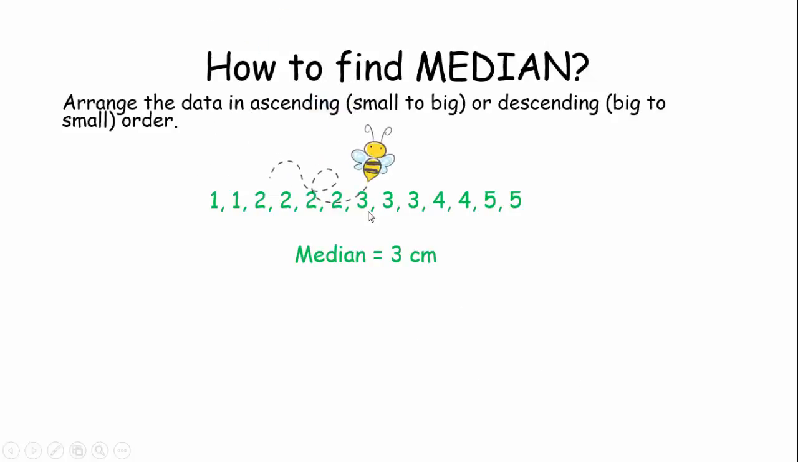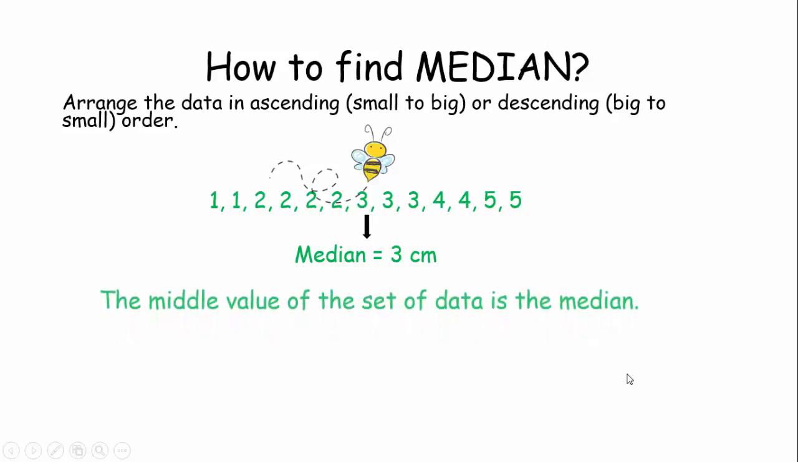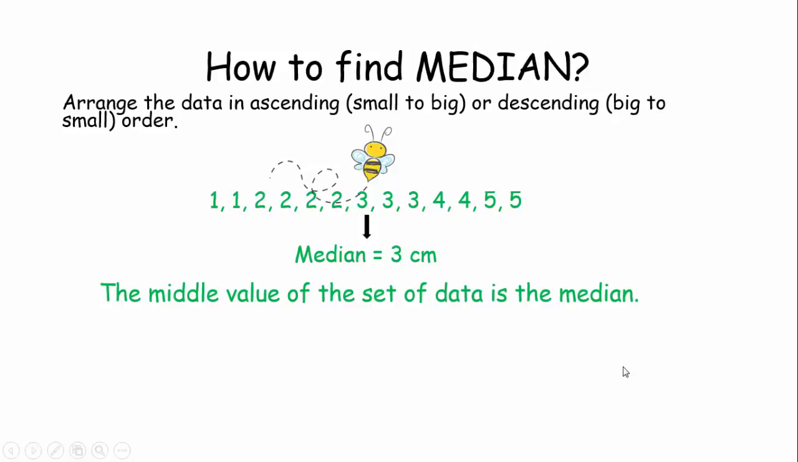So now the highlight is indicating that, yes, 3 is the middlemost data. How did we find it? If you see, you can see that there are 6 observations on this side and 6 on the other side. So therefore 3 is the one which is left out in the middle, and that will be your median. Yes, the middle value of the set of data is the median.